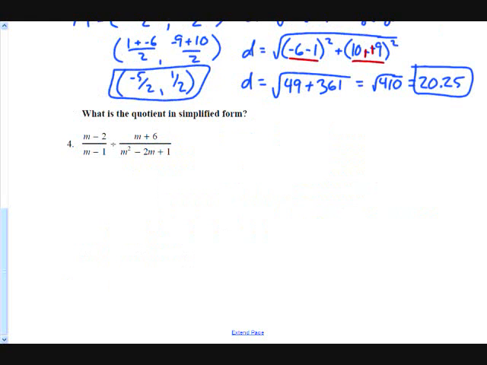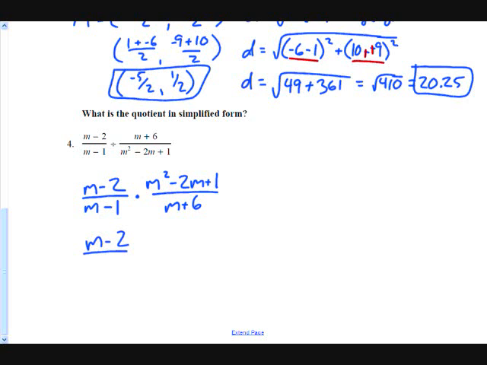For the next one, here I'm dividing two rational expressions. And remember, dividing two rational expressions is the same thing as multiplying by the reciprocal. Since these are fractions, I'm going to change it to multiplication, and then I flip the second fraction, so it's going to be m squared minus 2m plus 1 over the m plus 6. And I'm just going to simplify this thing as far as I can. So I've got to factor it completely. Got the m minus 2 can't be factored, and m minus 1 can't be factored.